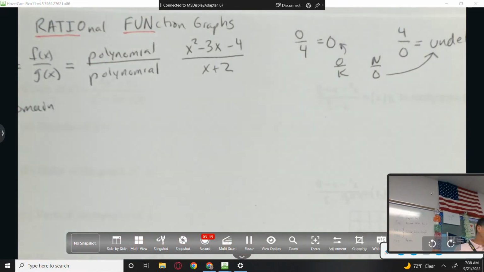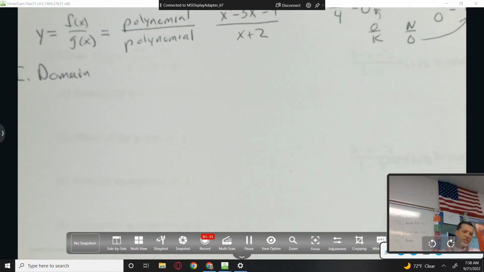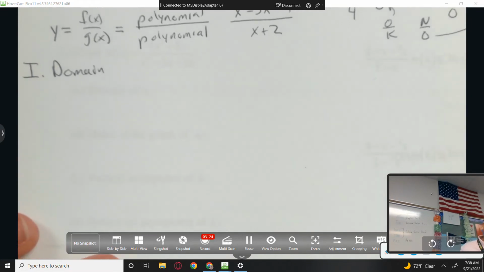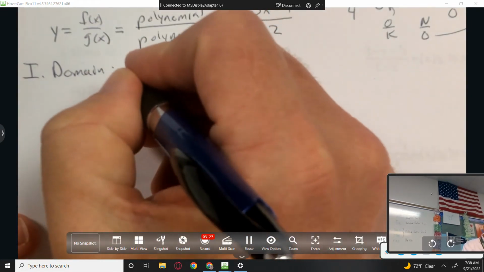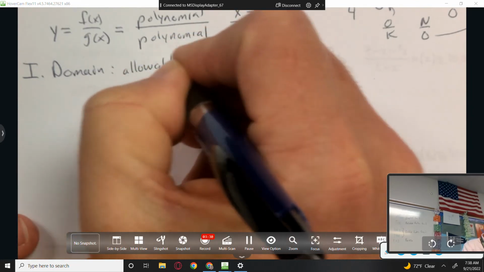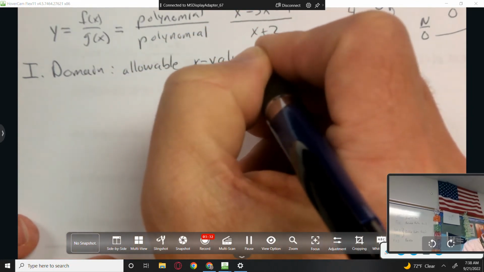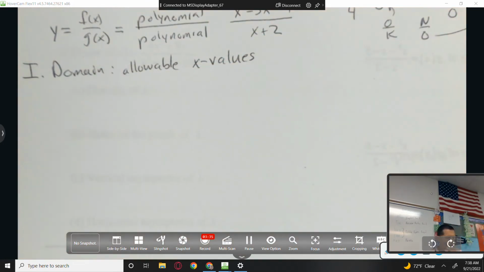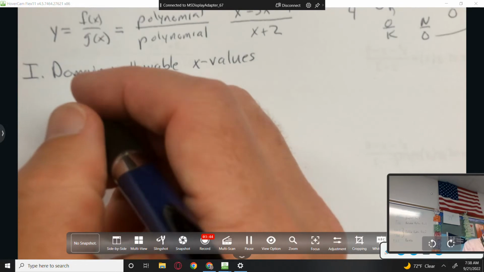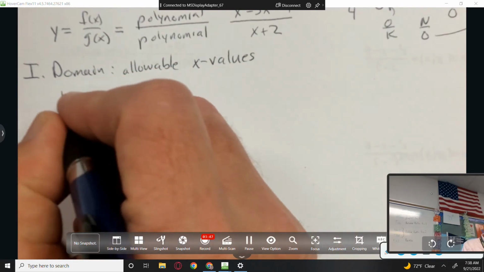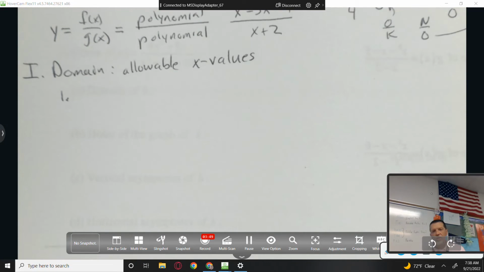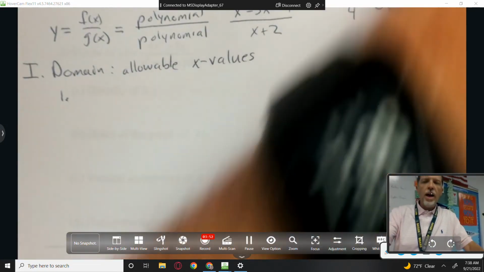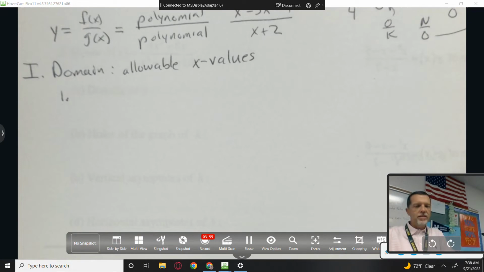All right, 4 Roman numerals, but they get shorter as we go. So the first one's kind of long, but they'll gradually get shorter with each one. All right, the domain. That's the allowable x values. And here's the order that we'll ask the questions. So each graph is going to have this long series of questions, and we'll ask them the same way, in the same order, so that will help a little bit.